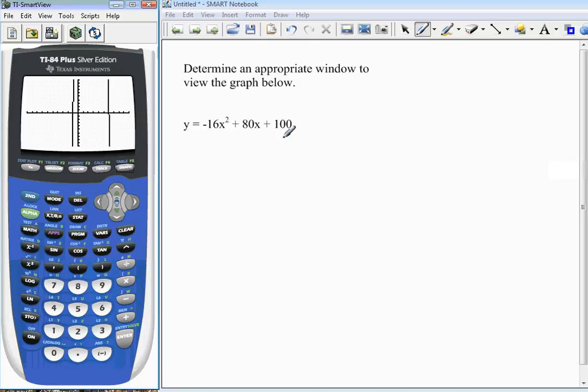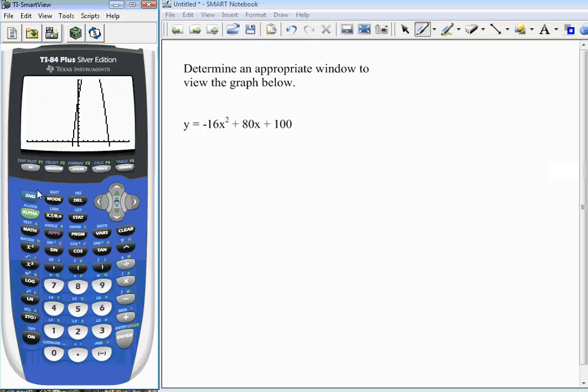We know the y-intercept is 100, right? If we plug in 0, we would get 100. So let's see what happens if we change our largest value of y to be maybe 150, just to be something larger than the 100, because the vertex is going to go up to some point and then come back down. And let's say we're counting by 10 still. Okay, so 150 was not large enough to see what that highest point is.